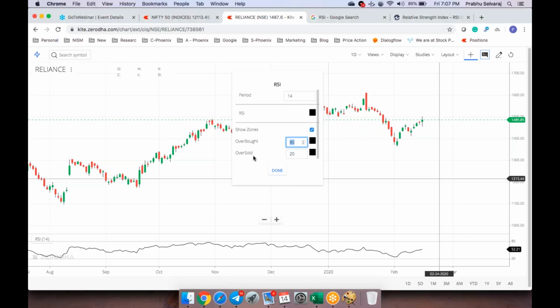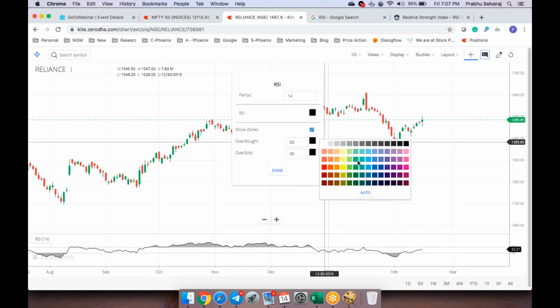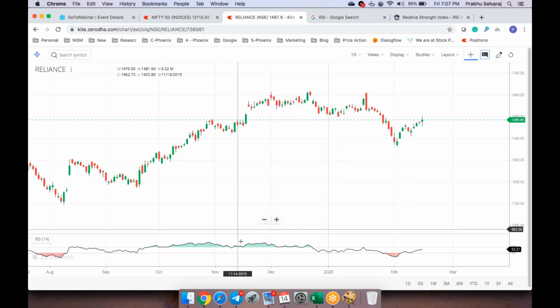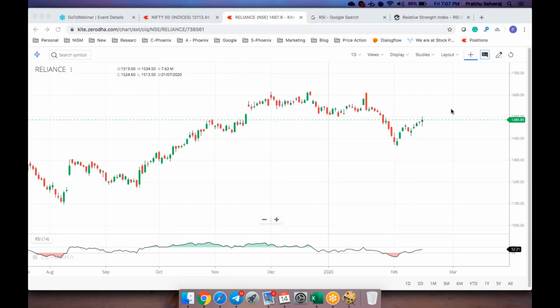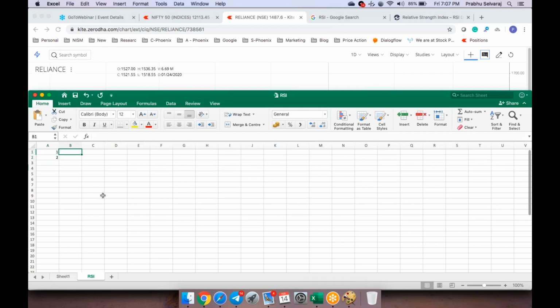So here we will mark it as 60 and 40. If required, you can color 60 green and 40 red. The plot will come at the bottom, 60 and 40. So now we will make a note of it.